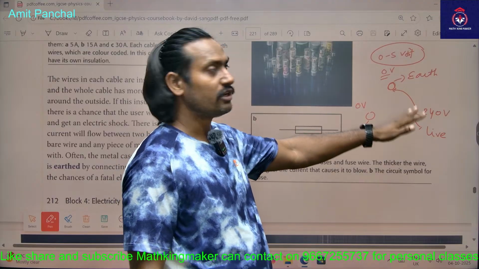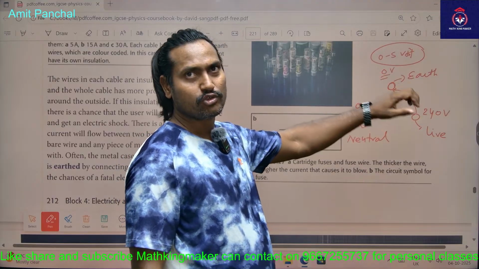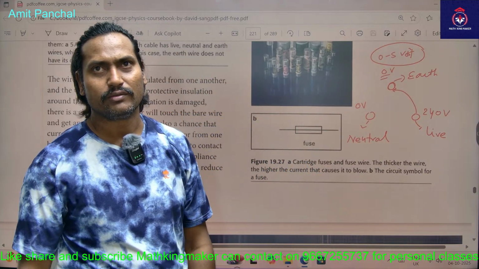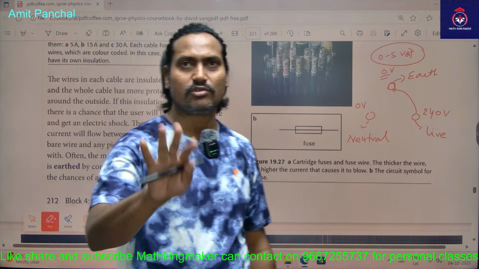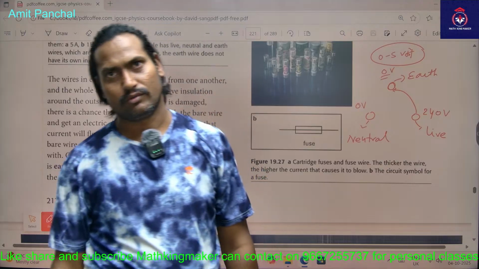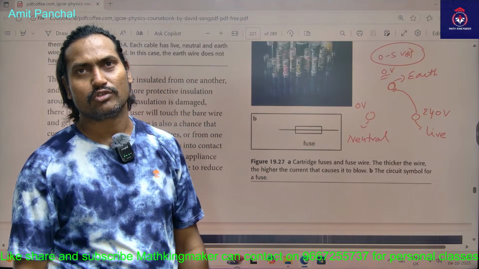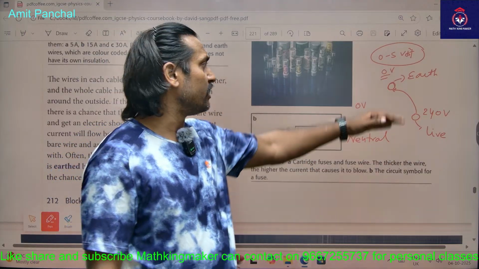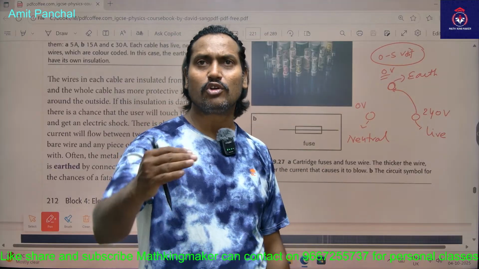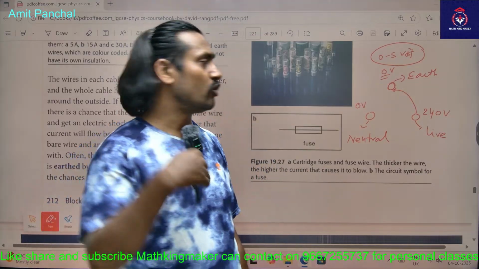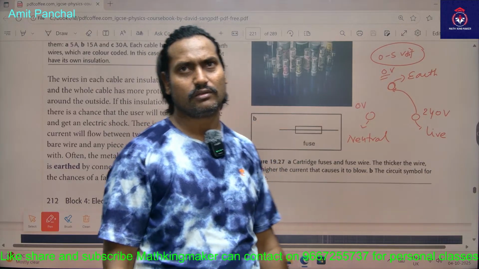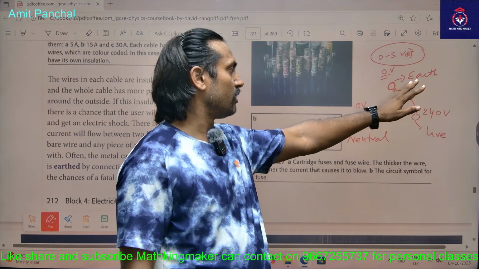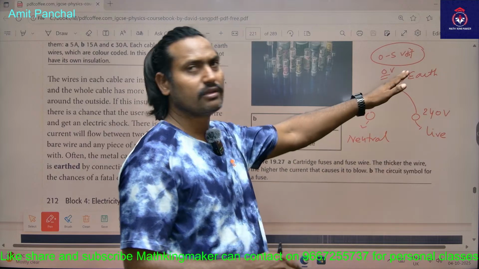Because if this is touched, this is a short circuit. So what will happen? That current will pass through the ground. So as you touch the system, as you touch the appliances, you will not get shock. Because current will flow whenever it has a path, and the path is provided by earth. So current will not flow through your body because it is already passing through the earth. So that is the main safety precaution, as every device is connected with earth.